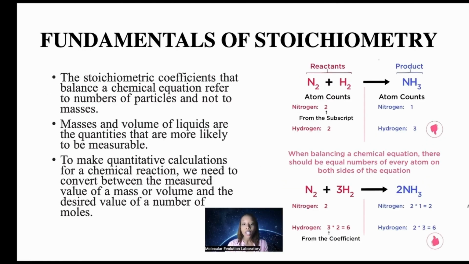The stoichiometric coefficient that balances a chemical equation refers to the number of particles and not to mass. So here, the coefficients that you insert refer to the number of particles and not mass. Masses and volumes of liquids are the quantities that are more likely to be measurable. To make quantitative calculations for a chemical reaction, we need to convert between a measured value of a mass or volume and the desired number of moles. So you have to convert between moles and mass to get desired quantitative values such as grams.